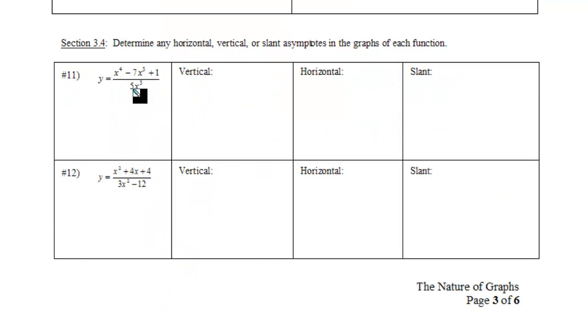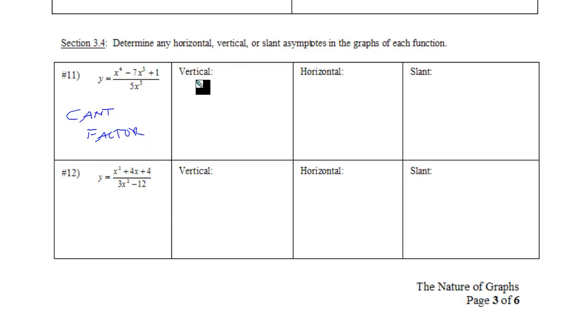11 and 12. Determine any horizontal, vertical, or slant asymptotes in the graph of each function. To do those things, you need to factor. So looking at this numerator, it doesn't factor. We have an x to the fourth as the first term, and x cubed as the second, and the last term doesn't have any x's in it. So this is not going to factor. I'm just going to write that down. Can't factor.